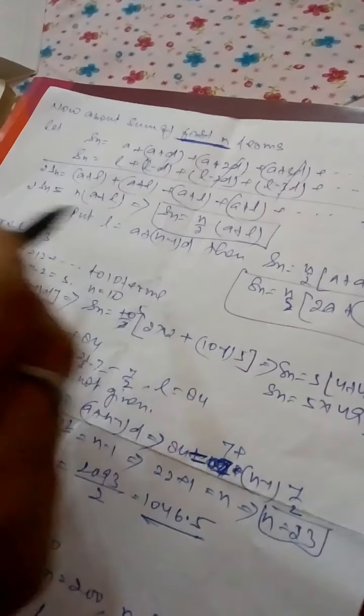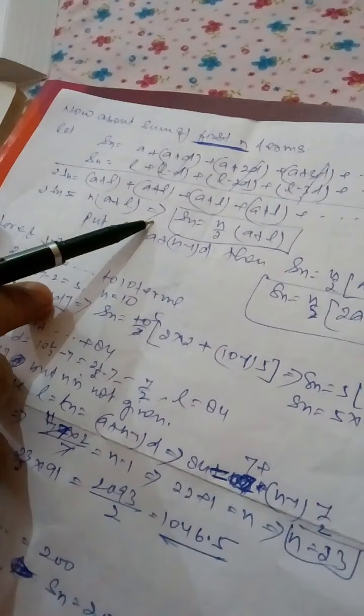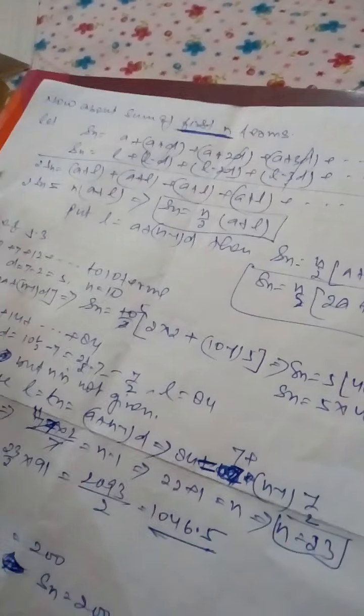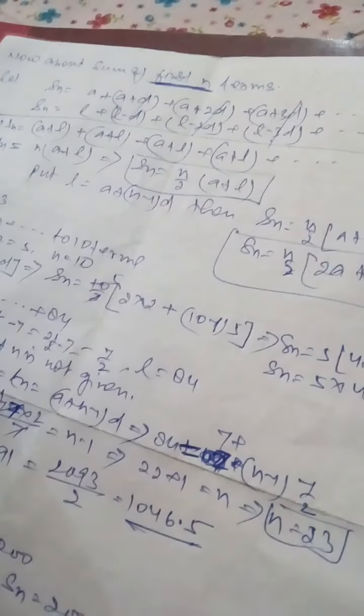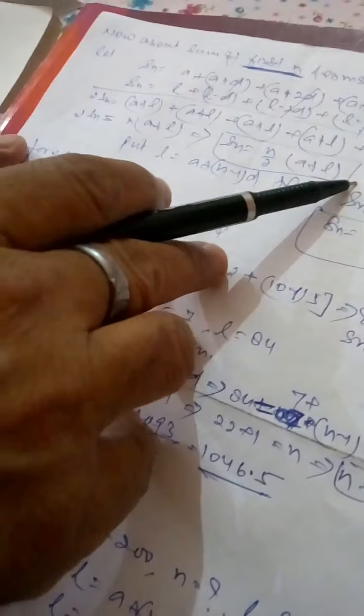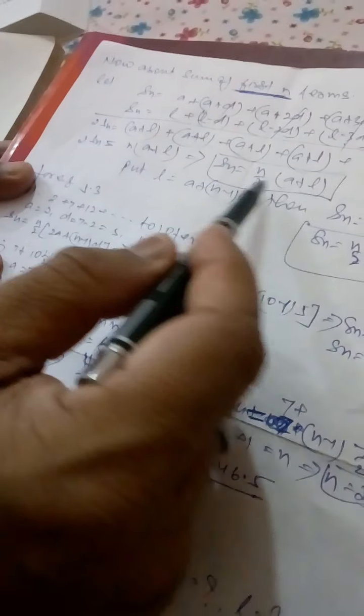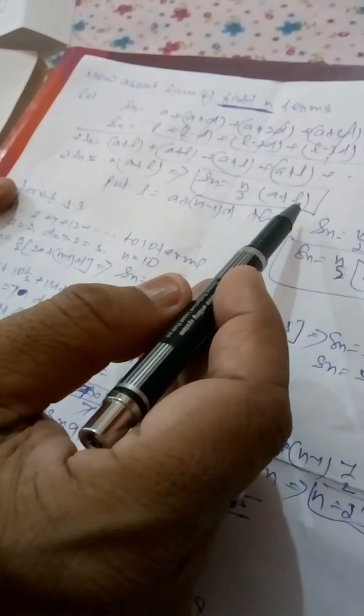After adding these two sequences, Sn plus Sn is 2Sn, and D is removed, 2D removed, 3D removed. So we have A plus L, A plus L, A plus L, A plus L, A plus L. Means n times we get A plus L. So 2Sn equals n times (A plus L). This implies that Sn equals n by 2 into (A plus L). This is the first formula of the sum of first n terms.